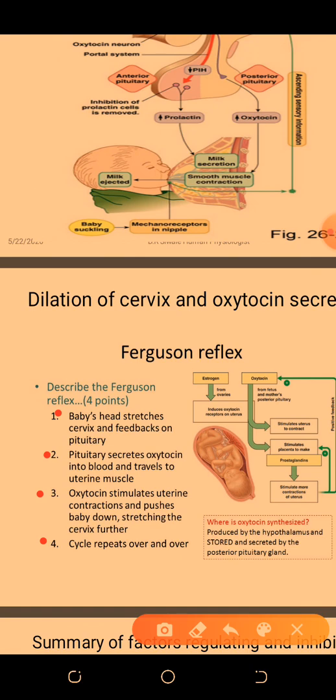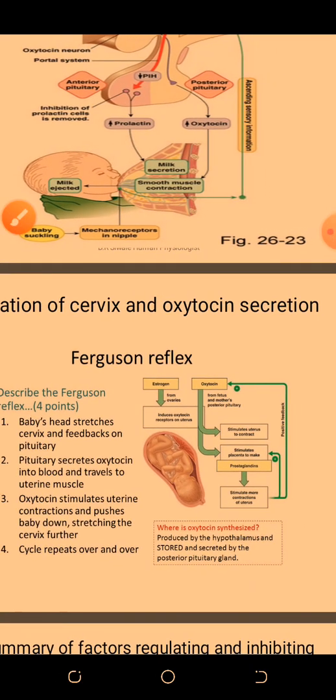So you can know that apart from childbirth, genital tract stimulation during coitus also increases oxytocin release. So the Ferguson reflex is a neuroendocrine reflex in which fetal distension of the cervix will stimulate a series of neuroendocrine responses leading to oxytocin being produced. Okay, so this one is straightforward. It's called a positive feedback mechanism.